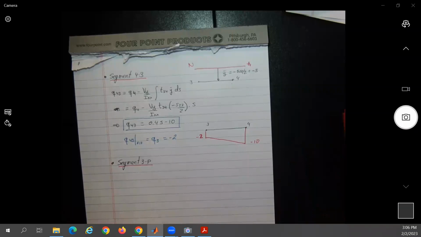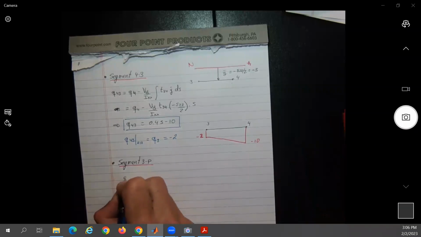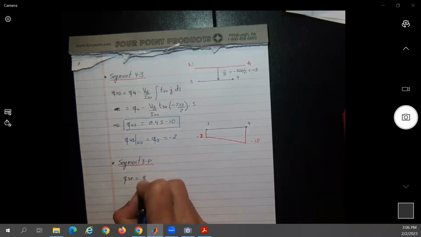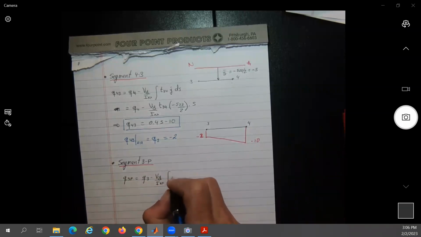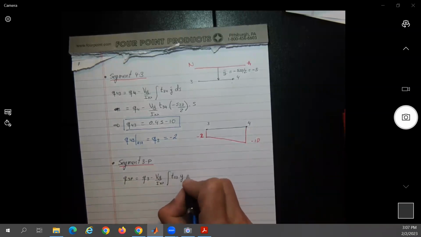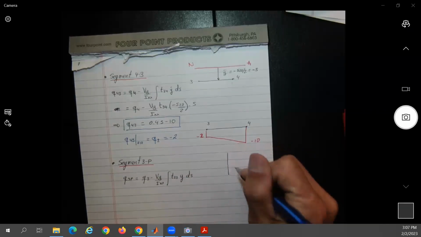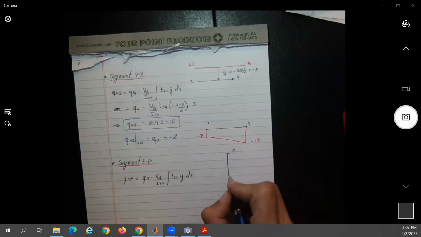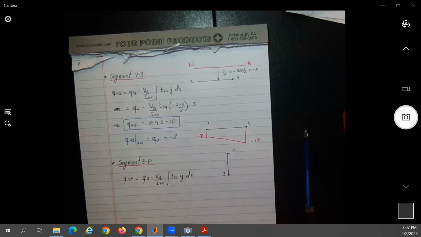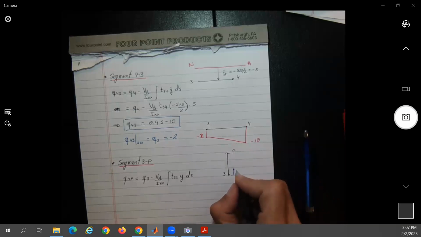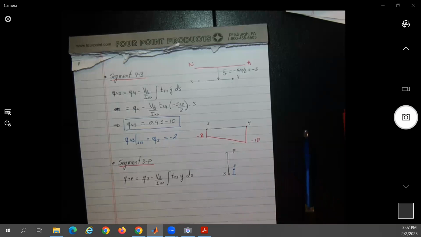Let's look at the MATLAB code. Here we go. So Q3P will be equal to Q3 minus Vy over Ixx integral of t, 2, 3, Y ds. So here be careful because this one might not be that easy to do. So here we are P, we are 3, and this is S. What would be Y in this case?